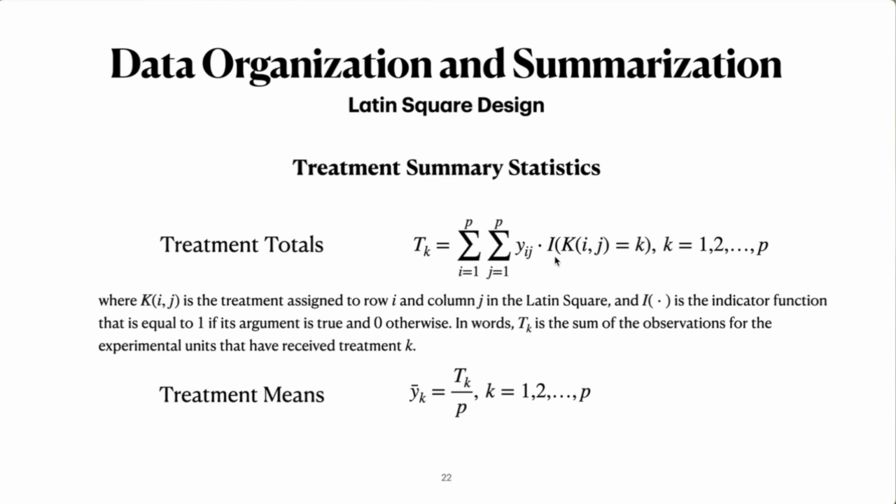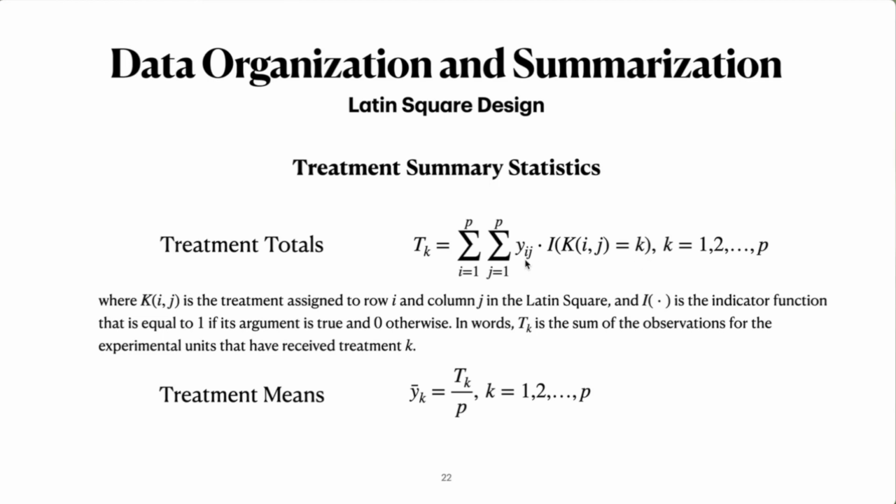So this is an indicator function evaluated at this argument: capital K evaluated at I comma J, that position in the table, is equal to little k, where k is the particular treatment that we're talking about. What this means is that if the cell in the table at row I and column J received treatment K, then this indicator function is 1. If that cell got a different treatment, then this indicator function is 0. And so when you multiply that 1 or that 0 against Y sub ij, the product is either going to be Y sub ij or it's going to be 0.